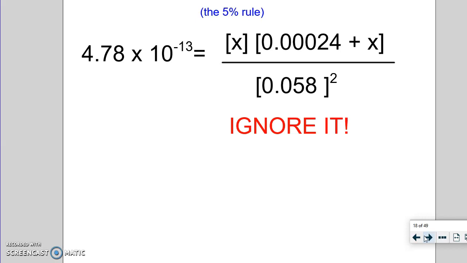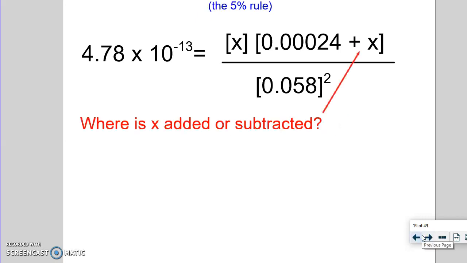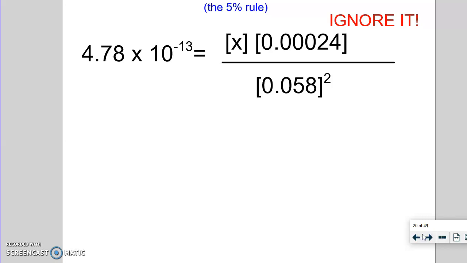So let's look for the other place. What's this top place going to look like when we get rid of the plus x? Well, it's just going to look like that. We're going to ignore it. The minus 2x on the bottom goes away. The plus x on the top goes away. But the x multiplied in the numerator stays, because that's not being added or subtracted.